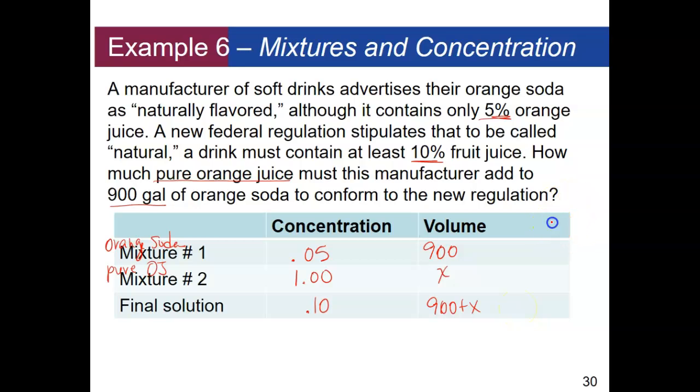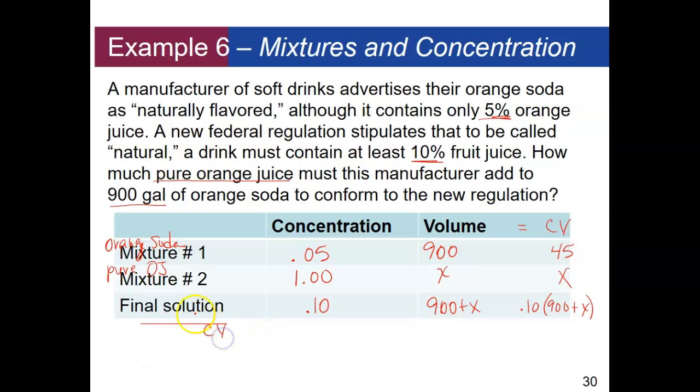Okay, so we're going to multiply the concentration and volume together on these, and that's going to help us write our equation. So we multiply these first two together, we get 45. Here we're going to have 1x. And on this one, we're going to have 0.10 times 900 plus x. So we're going to make our equation, and it is super important that you are writing the equations on these and not just trying to figure it out by typing numbers in your calculator.